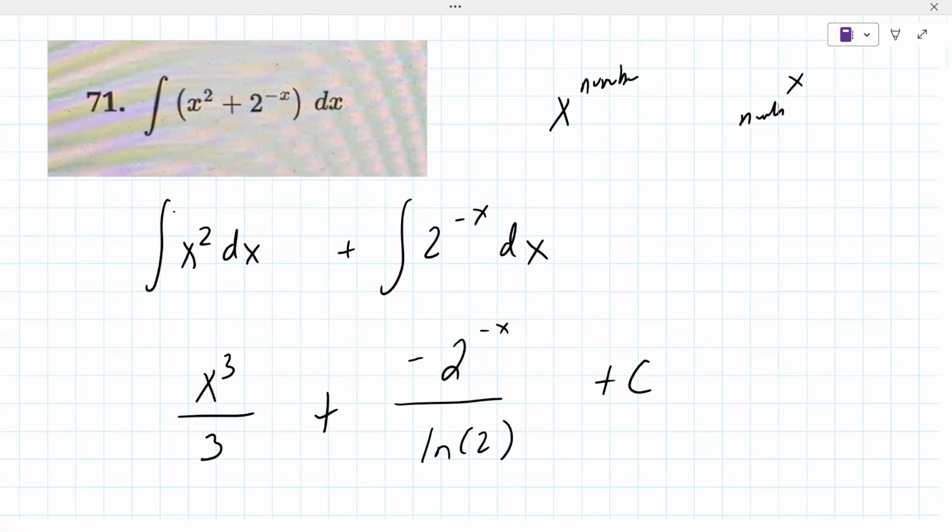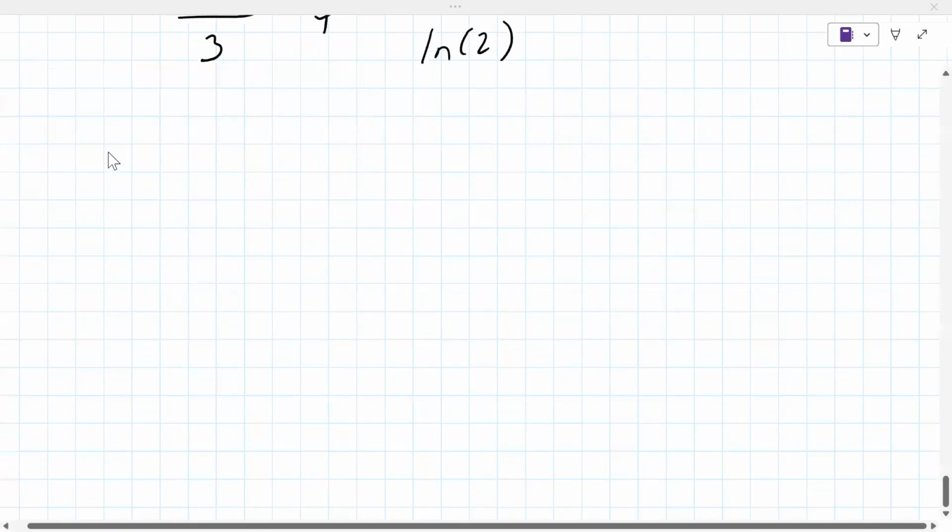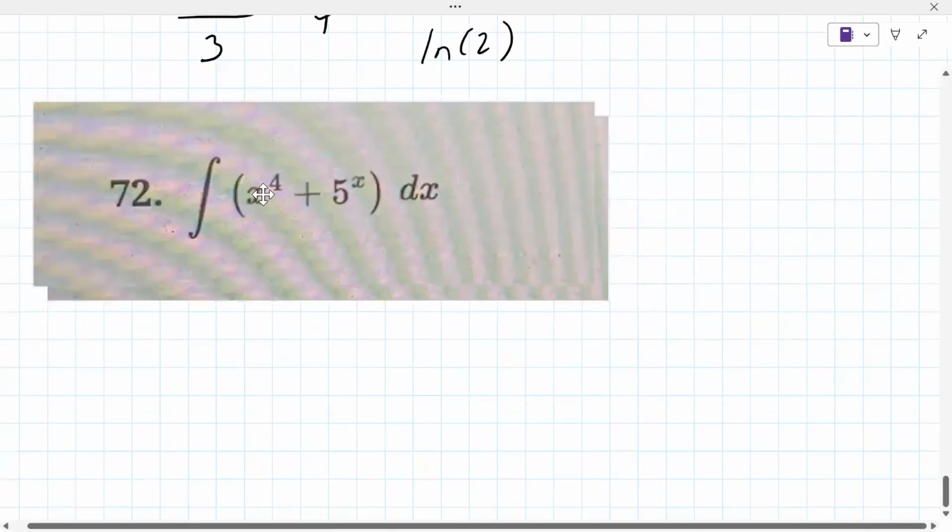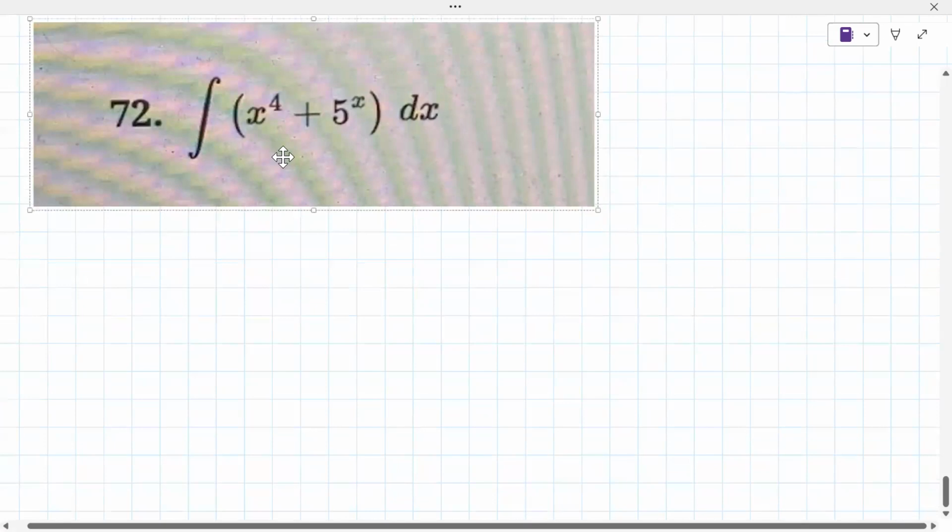Let's look at 73 next. 72, sorry, we'll do 72. Actually, why don't you try 72? It's very similar to the ones we've just done.